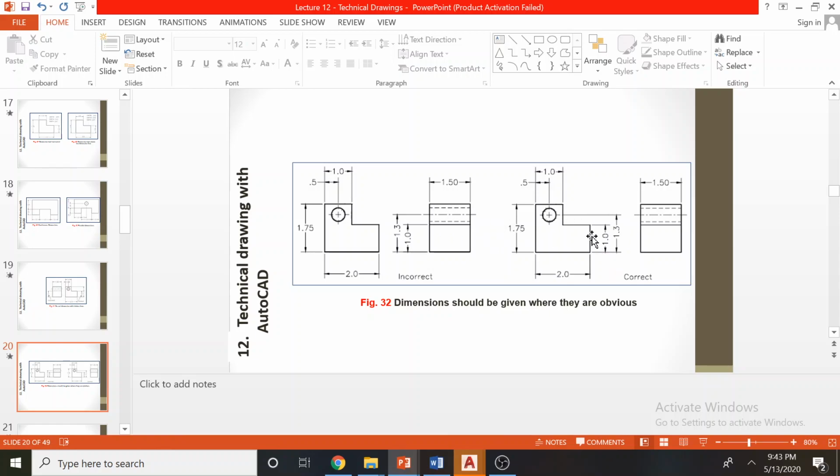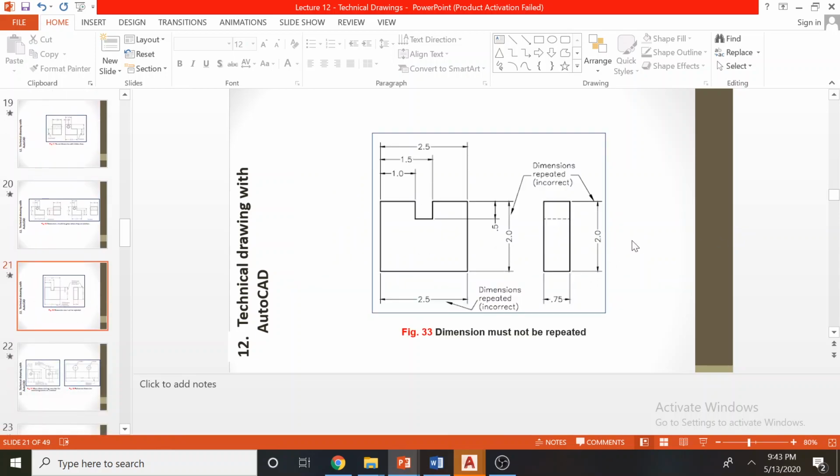So this is good. These lines are clear. If the line is not clear, the reader cannot understand it clearly. So this is incorrect, this is correct. And the dimensions must not be repeated. So it's 2 here, 2 here. This is easy to read, but in terms of production, this is incorrect because the manufacturer is confused whether to use this dimension or this dimension to manufacture, because there's always an error with manufacturing. If he uses this method and tries to cut this shape, or if he uses this dimension and tries to get the shape, there may be small deviations in the actual part.